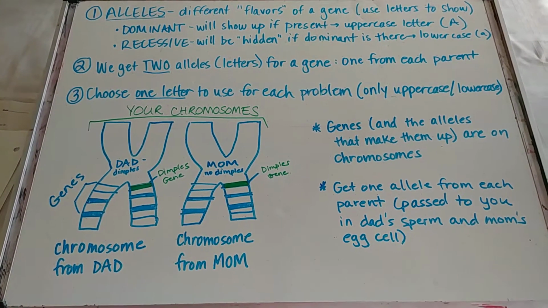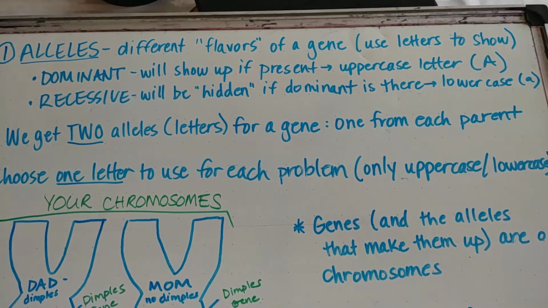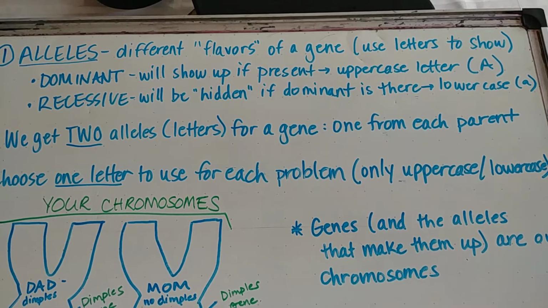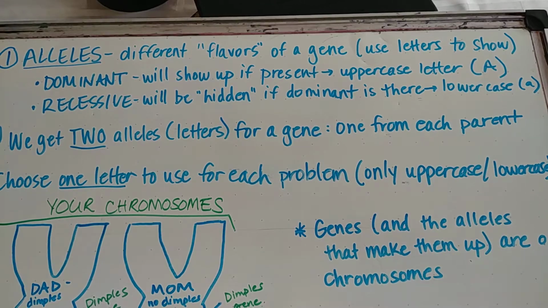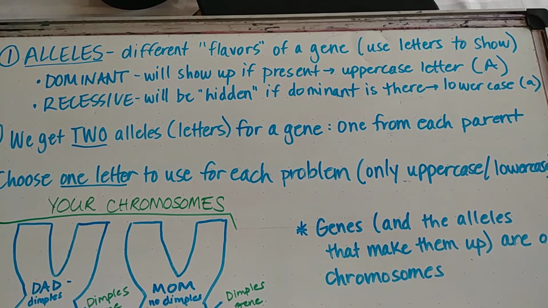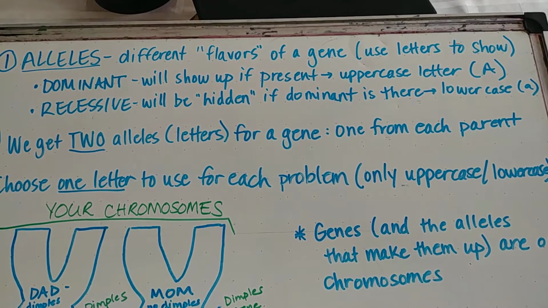We also said that alleles come in two varieties, right? They can either be dominant or recessive. Remember, if they're dominant, and we use uppercase letters for those, that means if that allele is there, it will show up. We'll learn today that's called a phenotype. We physically see it in their appearance. Recessive means that the allele is hidden, and if the dominant is there, the dominant covers it up.